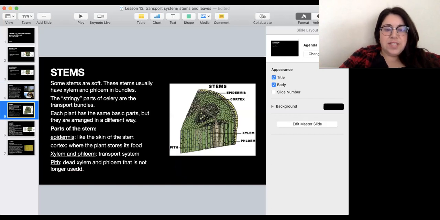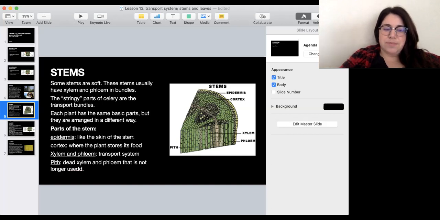Okay. Some stems are soft, especially in smaller plants. These stems usually have xylem and phloem in bundles. It means in groups. The stringy parts of celery, apio, for example, are transport bundles. Each plant has the same basic parts, but they are arranged, put in different places, okay?